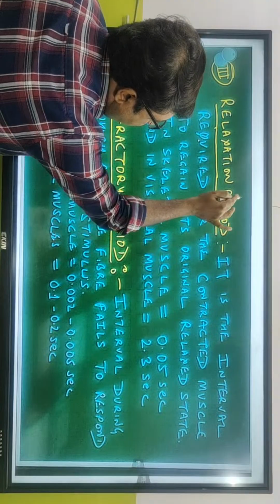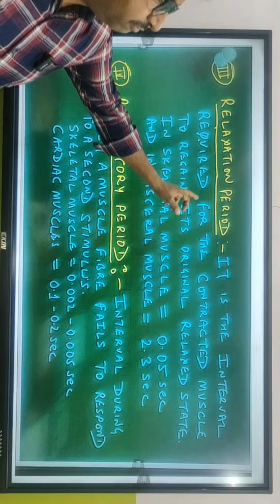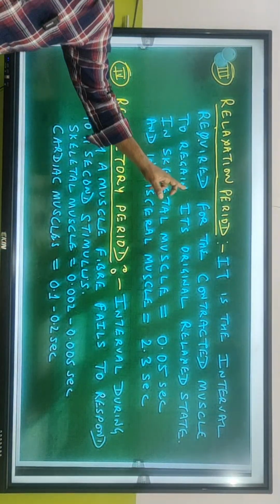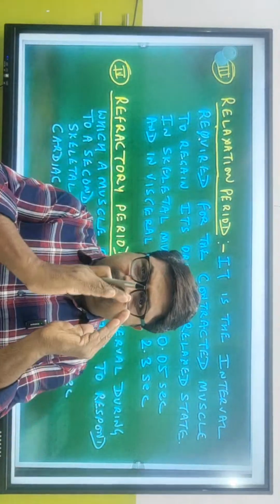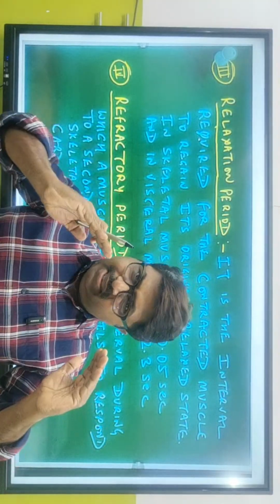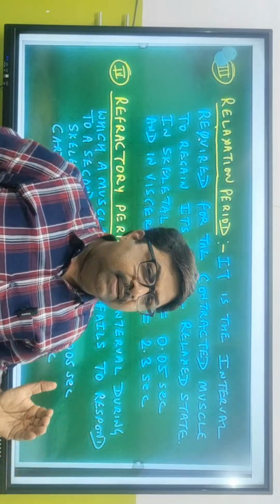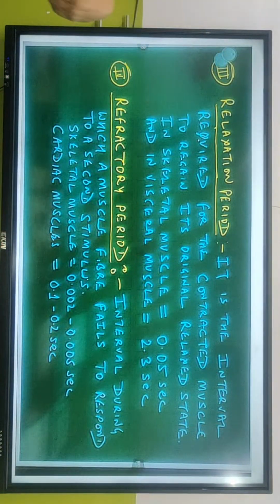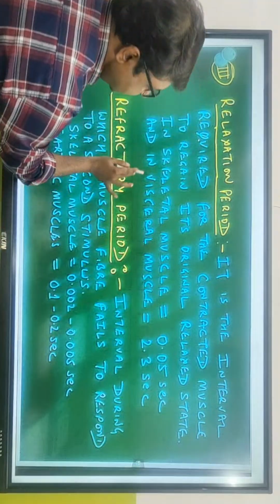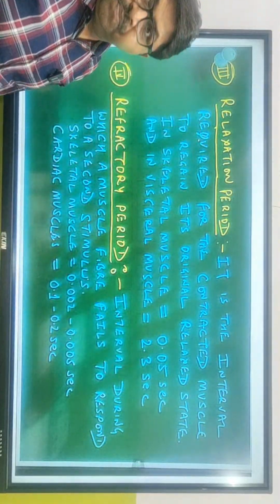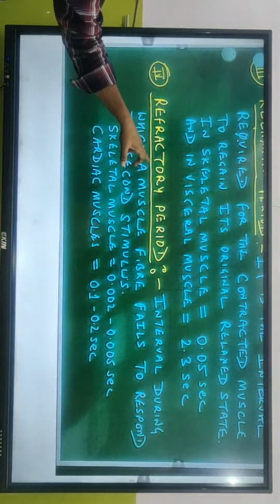Come down to relaxation period. What is relaxation period? It is another property. It is the interval required for the contracted muscles to regain its original relaxed state. Okay? When contraction happens, what is going to happen to the length of the muscle? The length of the muscle will decrease, and after that it will take some time to come back to its original length, and that time is called relaxation period. In skeletal muscle it is 0.05 seconds and in visceral muscle it is 2.3 seconds. Visceral muscles take more time. Fine.